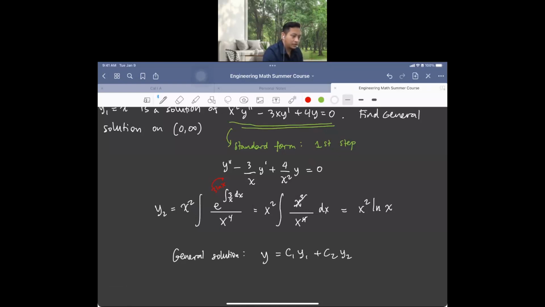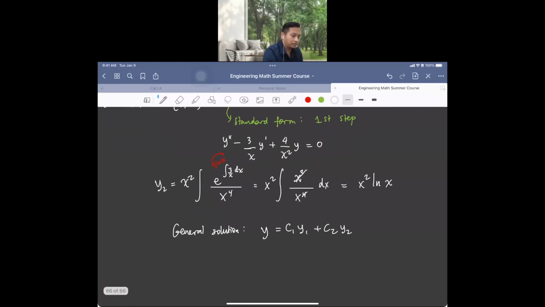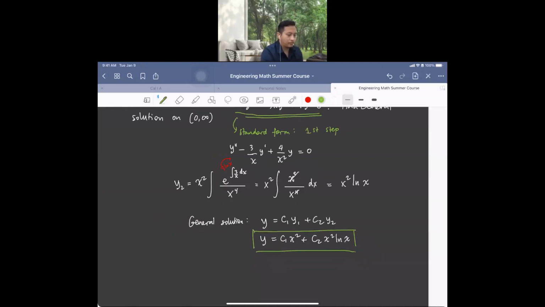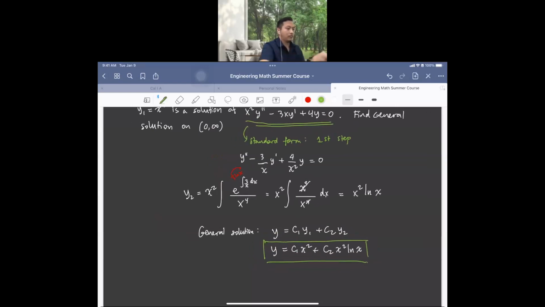So the general solution is given by y equals c1 y1 plus c2 y2. So y equals c1 x squared plus c2 x squared ln x. This is the general solution. Okay, that's the reduction of order.